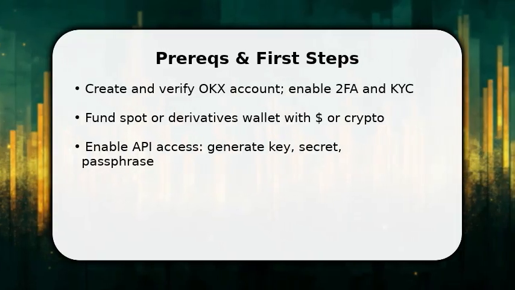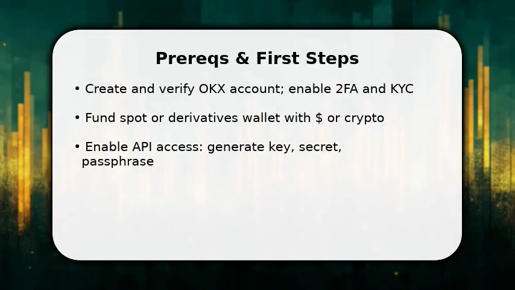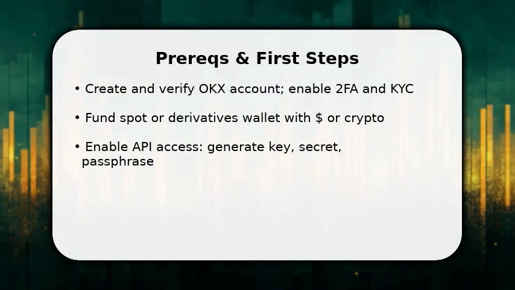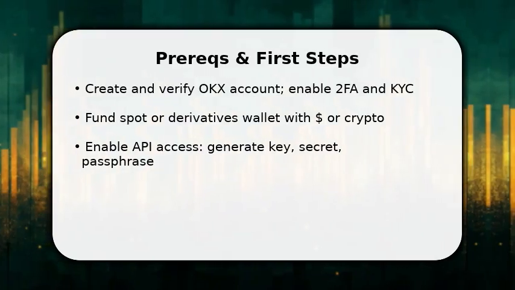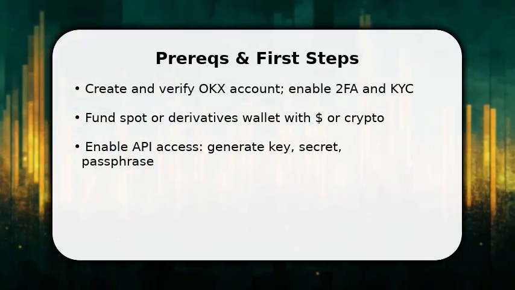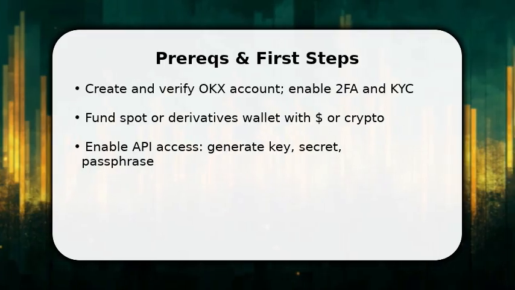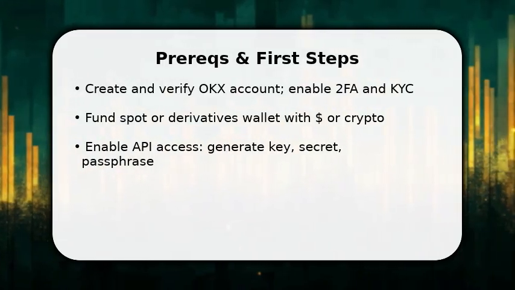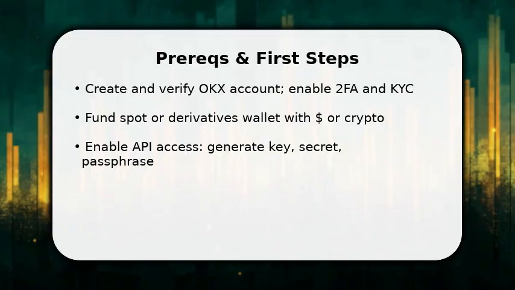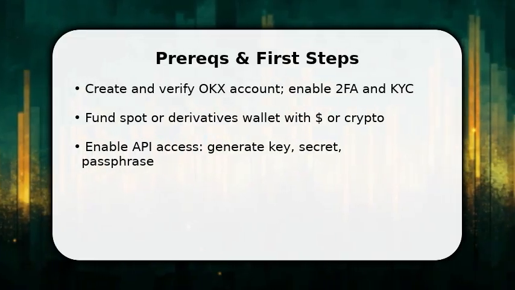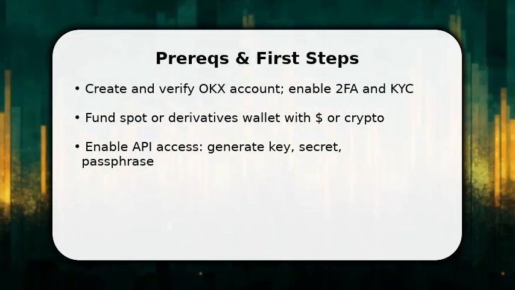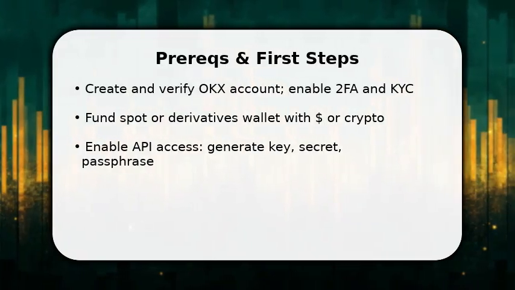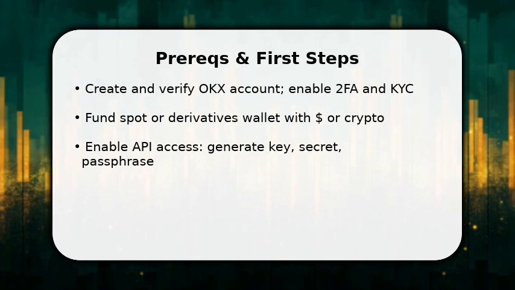You start by confirming security. Enable two-factor authentication and finish KYC so withdrawals and API access work. Once done, transfer funds into the OKEx wallet you plan to trade from because the bot will draw from that balance. Next, open API management, create an API key, give it trading and reading permissions but not withdrawal if you want safety. Then record the key, secret, and passphrase in a secure manager. These steps let the bot connect and act immediately.